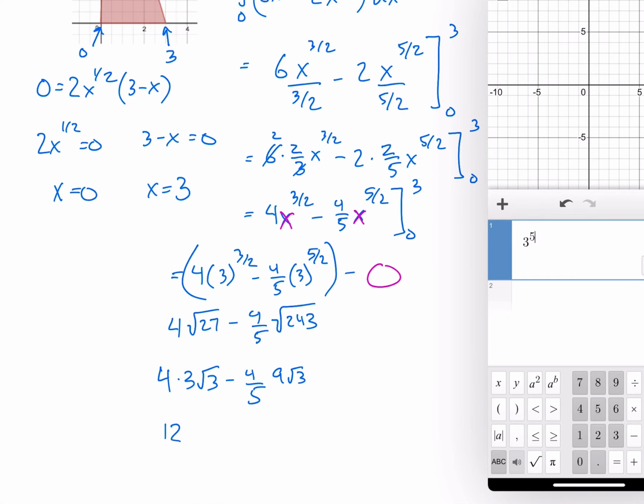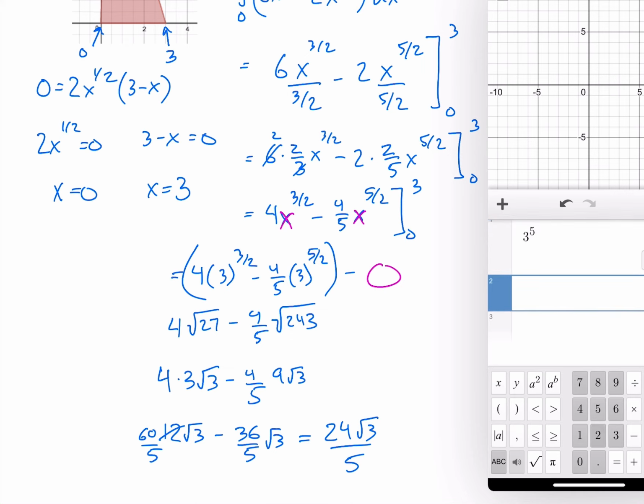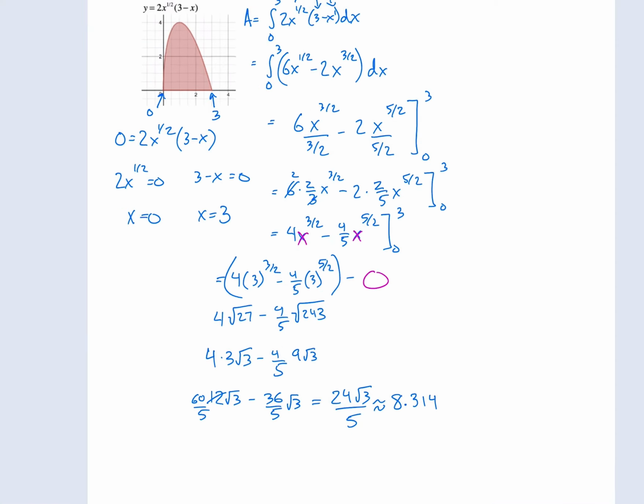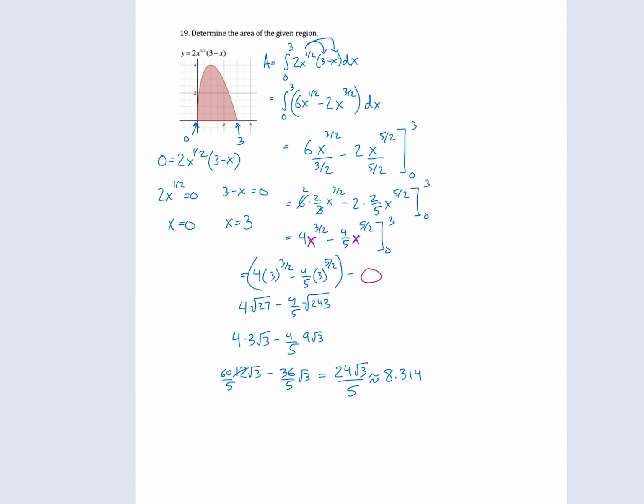And so we would have 12 rad 3 minus 36 over 5 rad 3. Okay, 12 we could write as 60 over 5. So 60 minus 36 would give us 24 rad 3 over 5. And if you want to get a decimal, that's fine too. You just have to be prepared if it's a multiple choice test, what it's actually asking you for. All right, and so that's how to find the area of that given region.